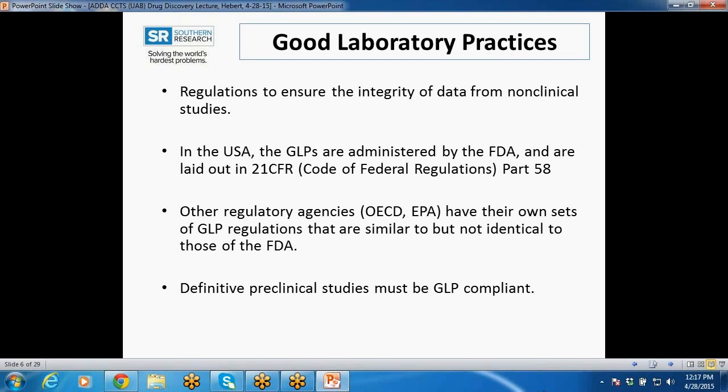And in the end, the definitive preclinical studies, and when I say definitive, I mean the studies that are ultimately the ones that are going to be the basis for the regulatory agency's decision to approve or not approve the drug, those definitive preclinical studies must be GLP compliant.